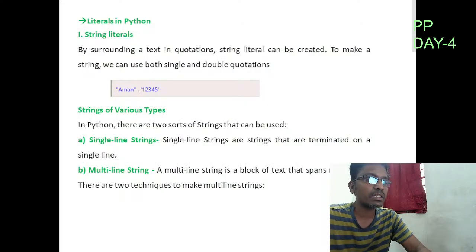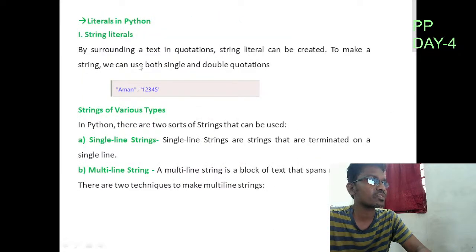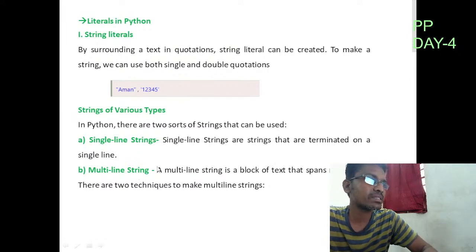So literals in Python contain numeric literals or string literals. The numeric literals contain integer literals or long integers, floating point numbers or complex numbers. Whereas the string literals contain single line strings or multi lines of strings. The single line strings or multi line strings can be called string literals in Python.